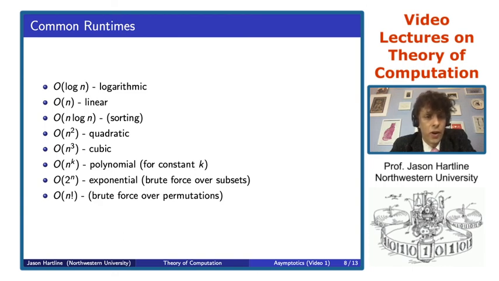Order n squared is quadratic runtime, order n cubed is cubic runtime, and order n to the k for some constant k, like 5, 10, 100, is called polynomial runtime. Order 2 to the n is called exponential runtime. Runtimes like 2 to the n come up, for example, when doing brute force search over subsets. And n factorial runtimes arise when doing brute force search over permutations.